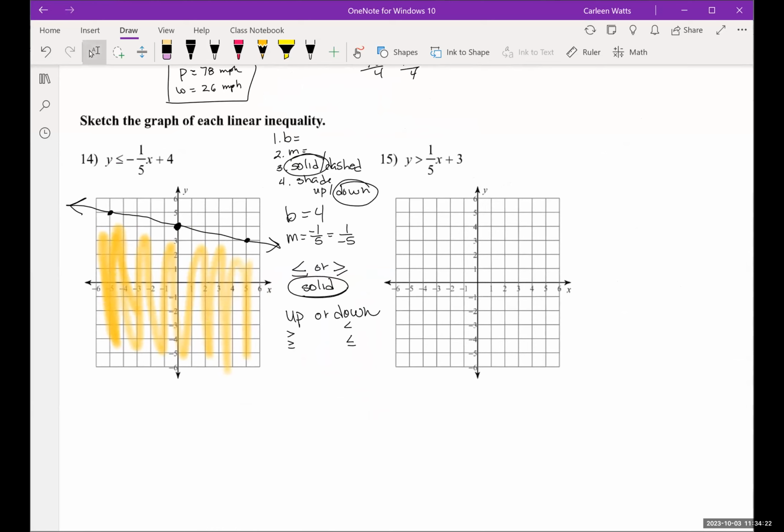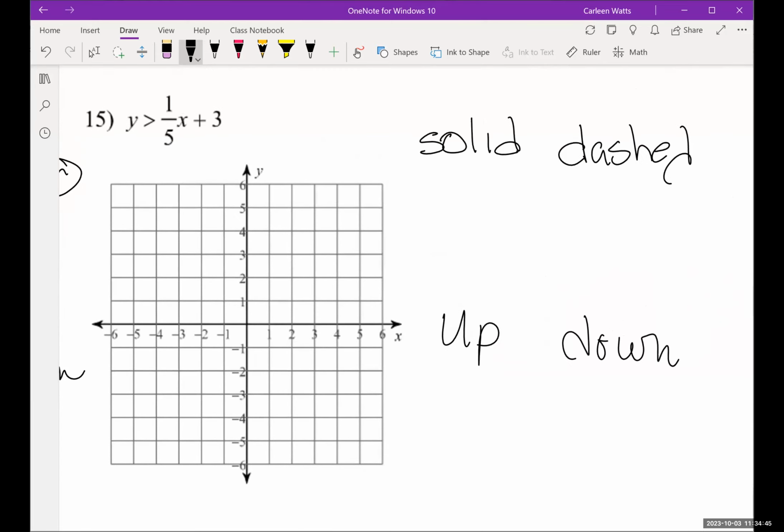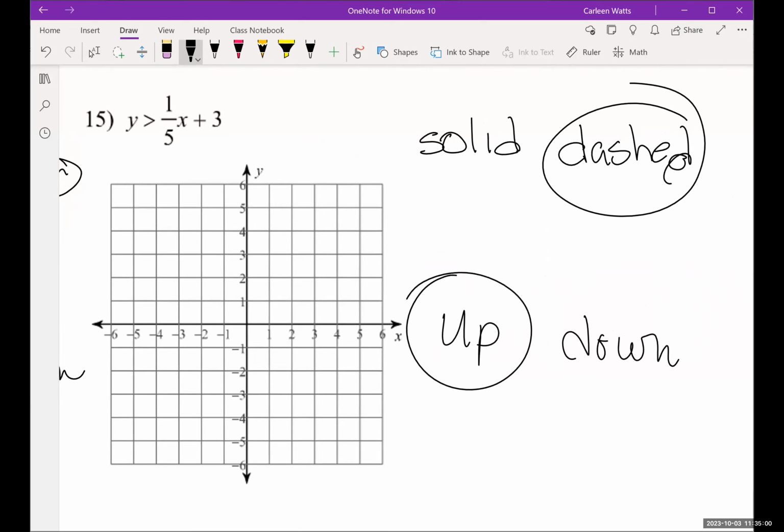Okay, we are not going to graph number 15. I just want to know, is this going to be solid or dashed? And is this going to be up or down? Dashed and up, right? Because it's not equal to, and greater than is going to be up. Do we see that? Dashed and up.